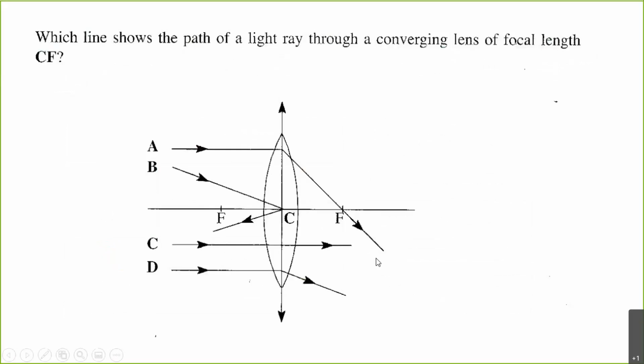All right, so I'm going to switch it up a little bit. This is a lens now. So the path of light is a little bit different, but if you know what the word converge means, I'm giving you a hint already, you should be able to tell me which one of these lines shows the path of a light ray that has a focal length of CF. A, B, C, or D.